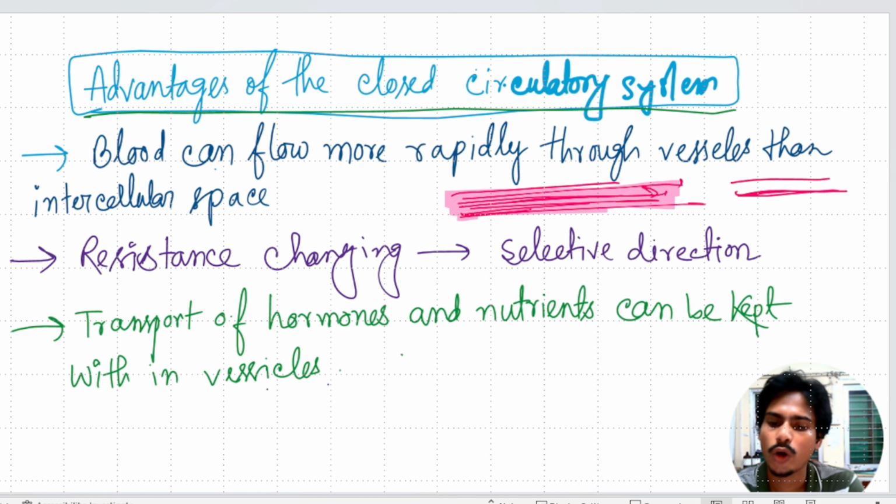And the transport of hormones and nutrients can be kept in the vessel, because these are other essential elements that can control the flow. Along with some regulatory molecules, some growth factors can be stored in the vessels. If it is not in a vessel, they are in different places, not organized in a specific position. So the transport of hormones and nutrients can be kept in the vessels.